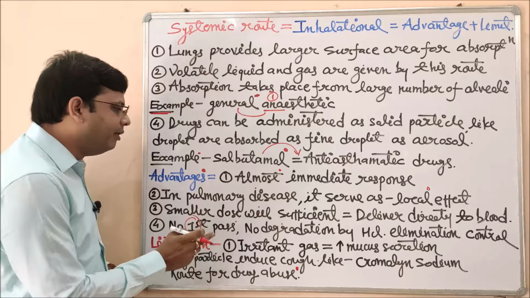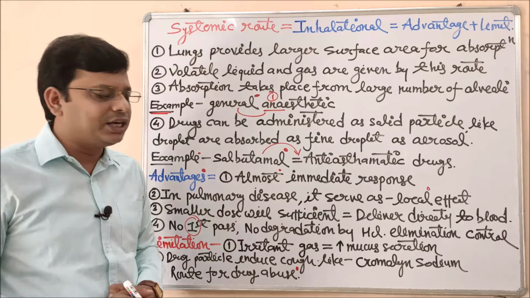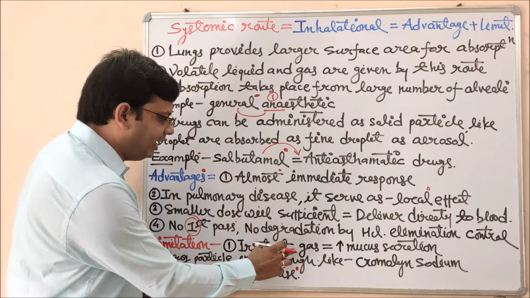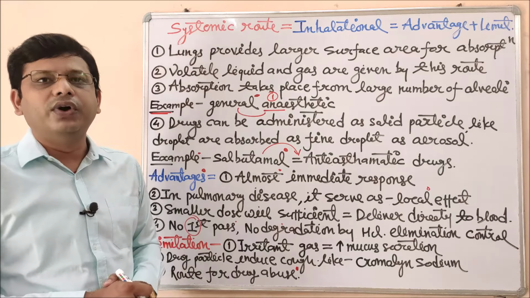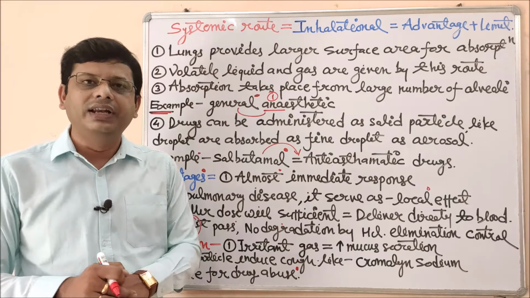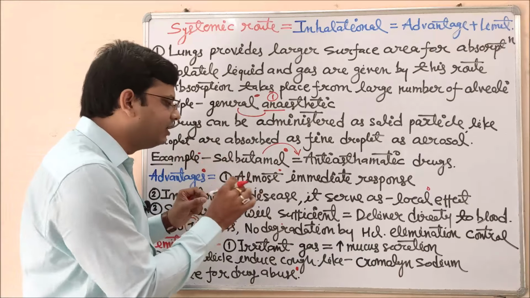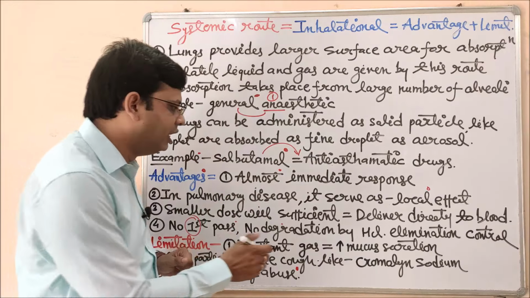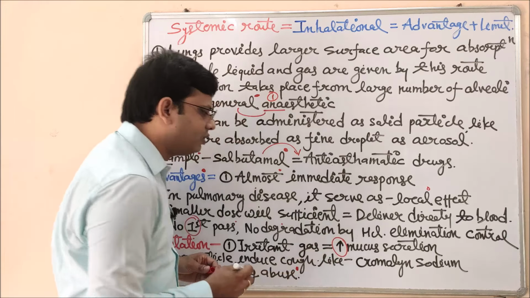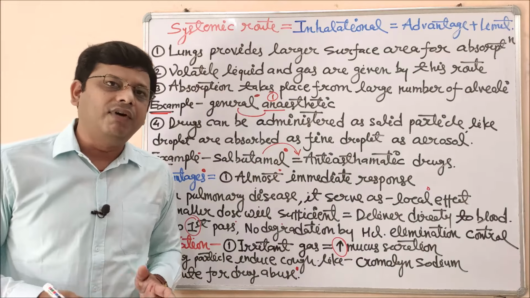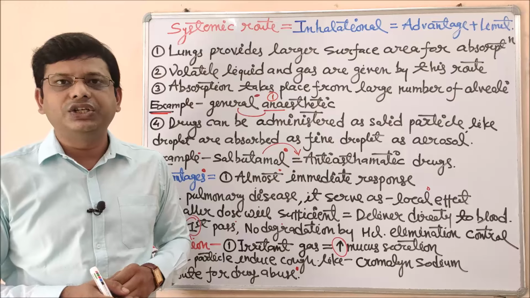Next one, their limitations. They are basic limitations actually. So the first limitation is irritant gas. There are few gases which are irritative in nature. So if we give that irritative drug via this inhalation route of drug administration, it may cause an increase in the mucus secretion. And what will happen after the increase of mucus secretion?